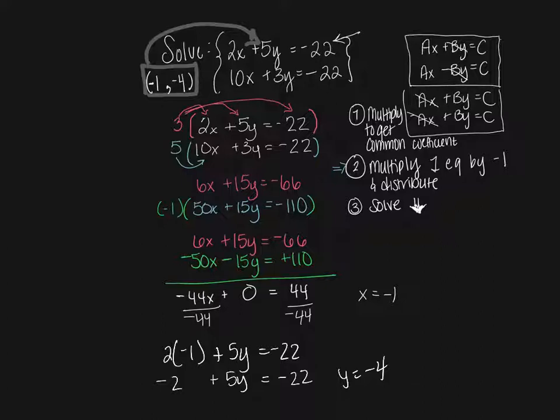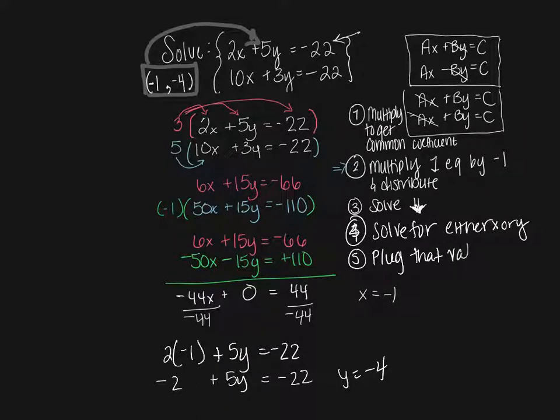Solve for one variable, plug it into the next, and then solve for the other. So to rehash, multiply to get common coefficients. Multiply one equation by -1 to distribute. Solve it down. Solve for either x or y. And then plug that value into your other equation. And repeat steps 3 and 4. The last thing you want to do is to check your work.